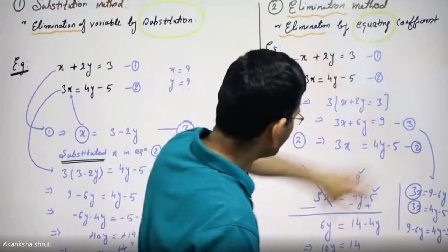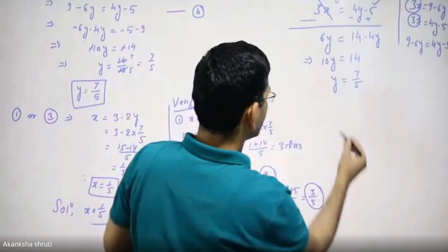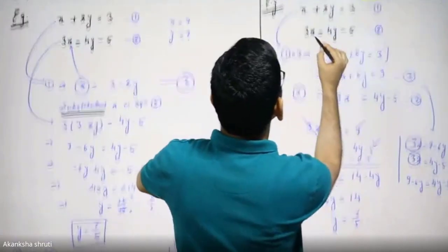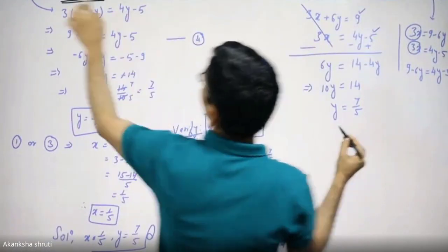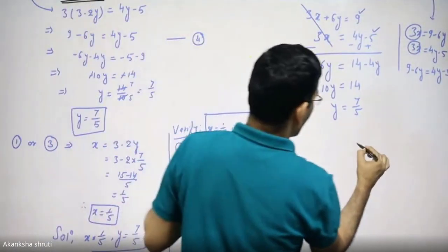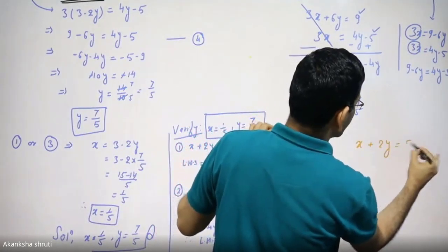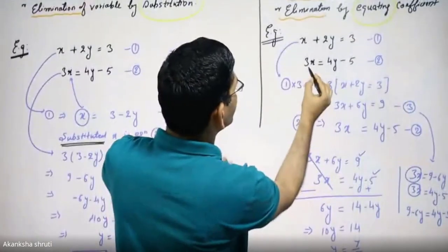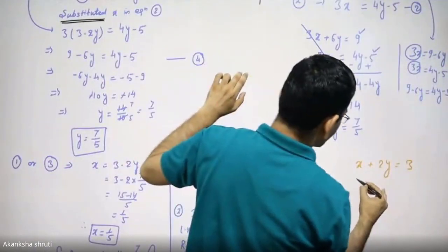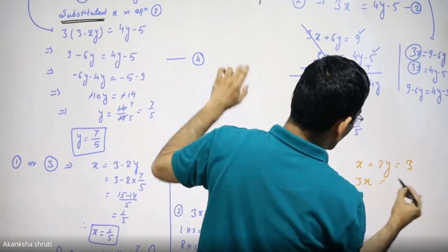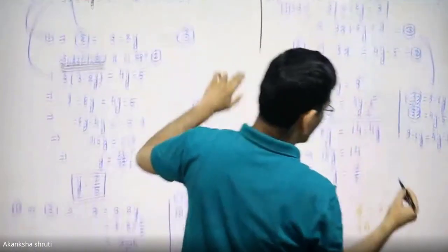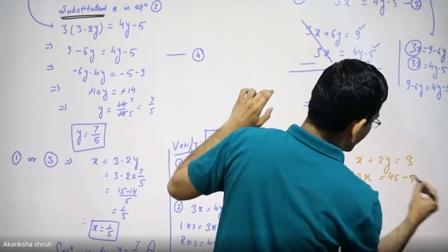The same thing we are doing, but how? In a better manner. So student, the equation is x plus 2y is equal to 3, and the second one is 3x is equal to 4y minus 5.